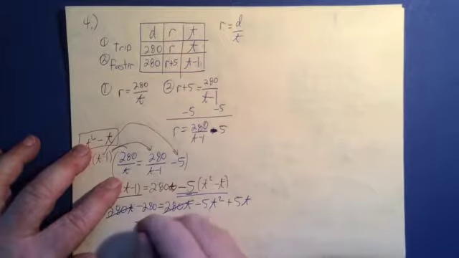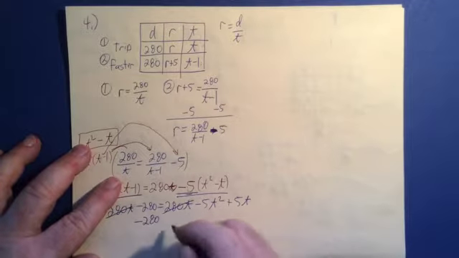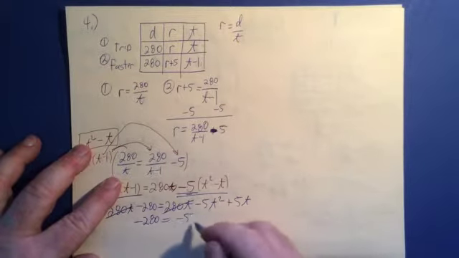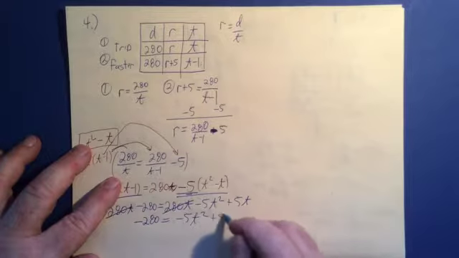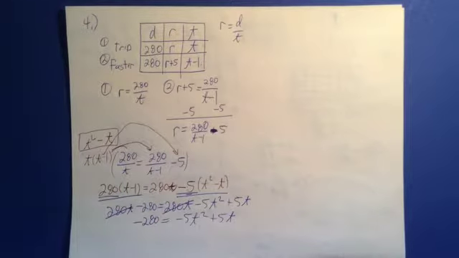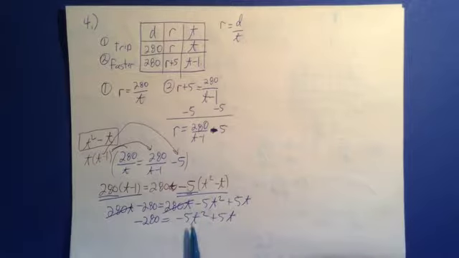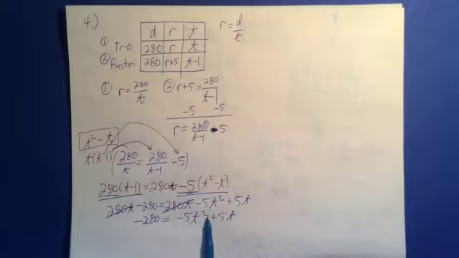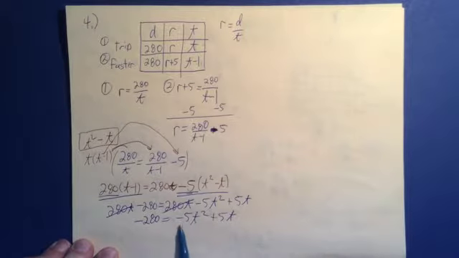And I'm just going to go ahead and write this as negative 280 equals negative 5t squared plus 5t. So this simplifies the problem a great deal. I know this is quadratic because I have a negative 5t squared term. The important thing is that we have t squared. So I want this to be positive. I'm going to add 5t squared to both sides, and then subtract 5t from both sides.